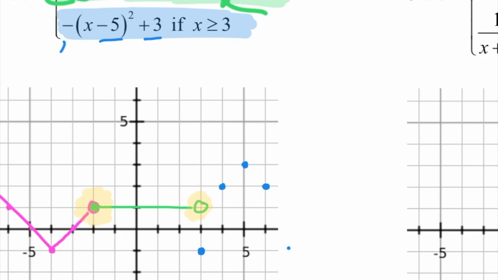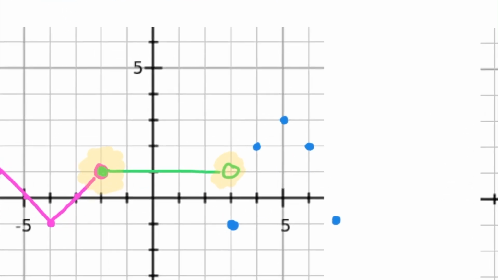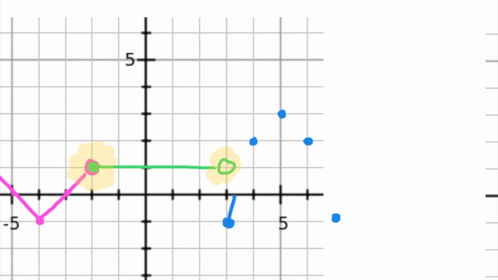The shape ends up looking kind of like this, and it'll end here at x equals 3, or it begins, if you're going from left to right. And so there's a closed circle right here, and then on this other end it goes to infinity.